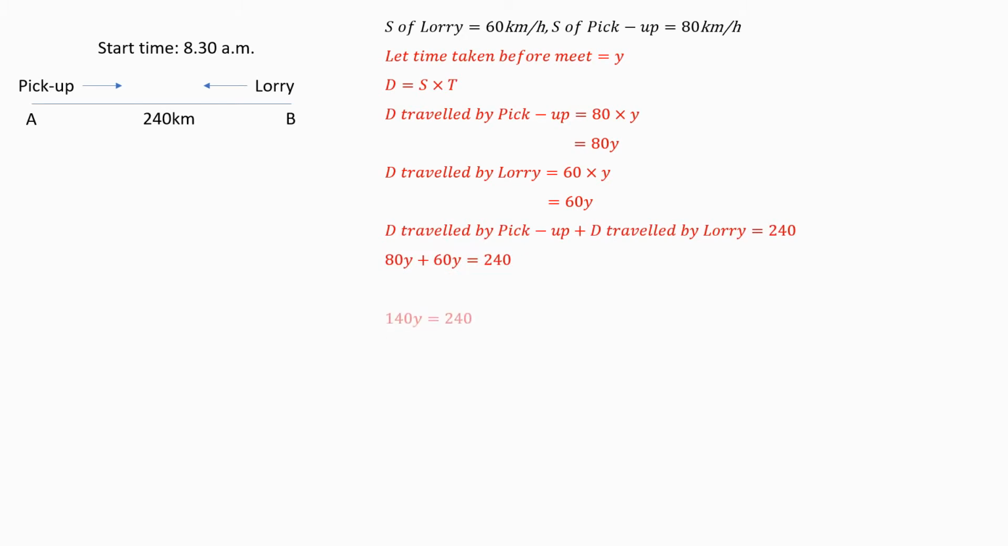We find the value of y, which is 140y equals 240. Divide both sides by 140. y is 12/7 hours. We convert these hours to hours and minutes. It is approximately 1 hour 43 minutes. And they started at 8:30 a.m. So the time they met was 8:30 plus 1 hour 43 minutes, which is 10:13 a.m. So the two met at 10:13 a.m.